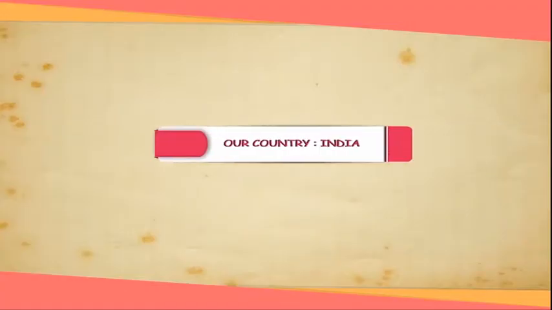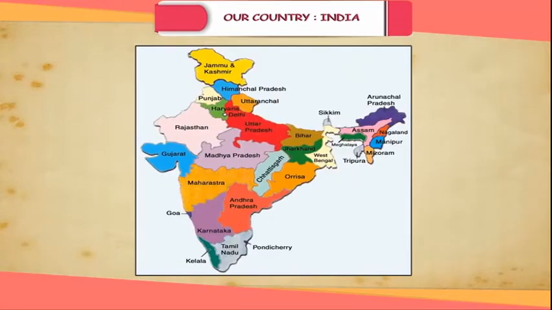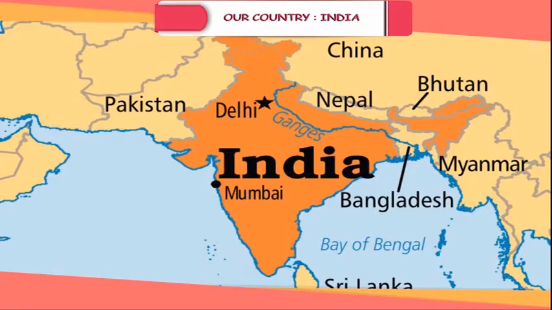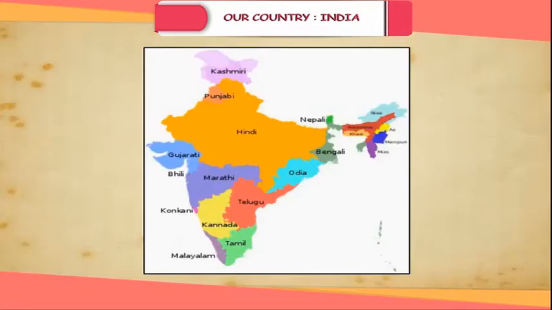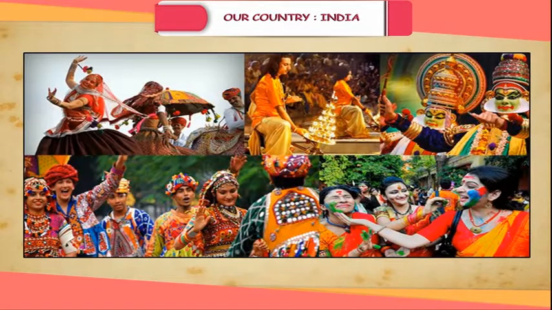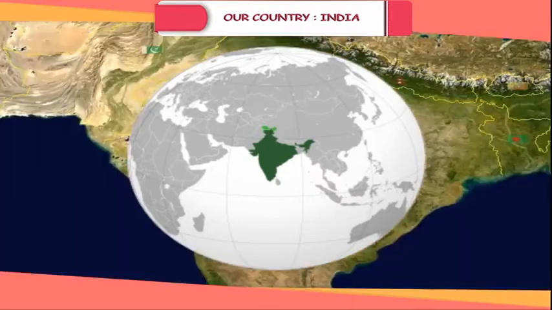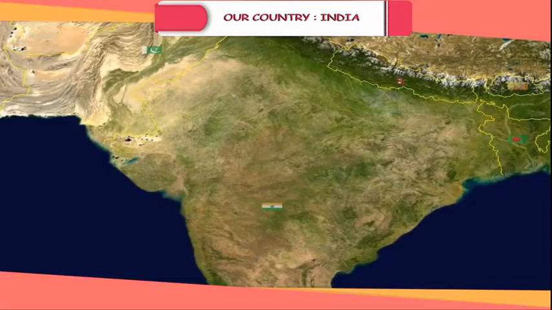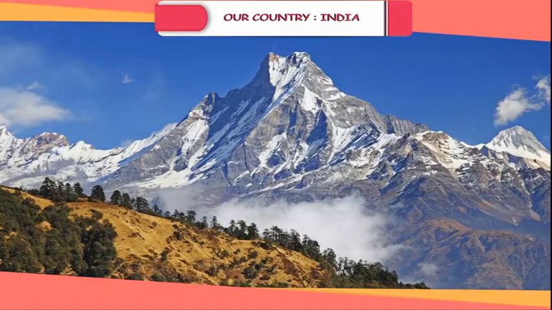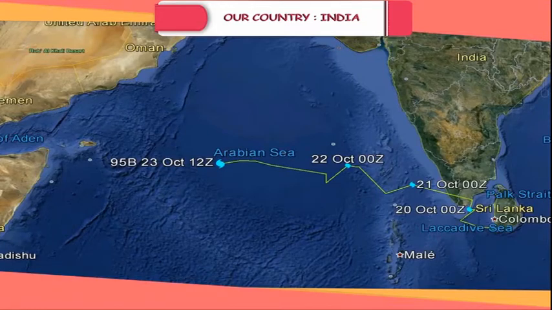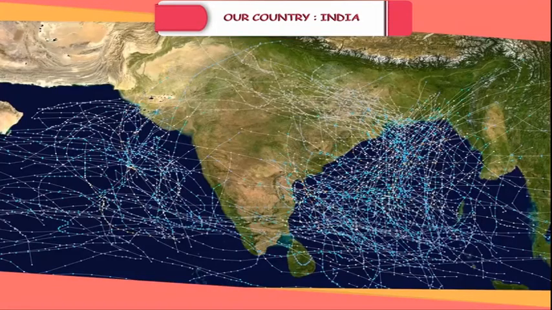Our country, India. India is the cradle of one of the oldest civilizations of the world. Our country is quite diverse, which is reflected in the diversity of language, culture and religion. India also has a great variety of physical and man-made features. For its geographical expanse, it is truly called a subcontinent. In the north, it is bounded by the Himalayas, in the west by the Arabian Sea, in the east by the Bay of Bengal, and in the south by the Indian Ocean.